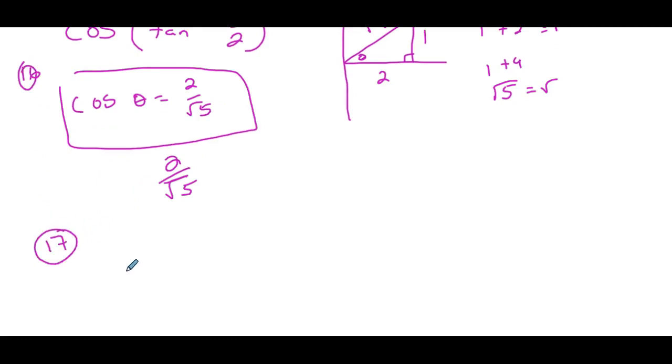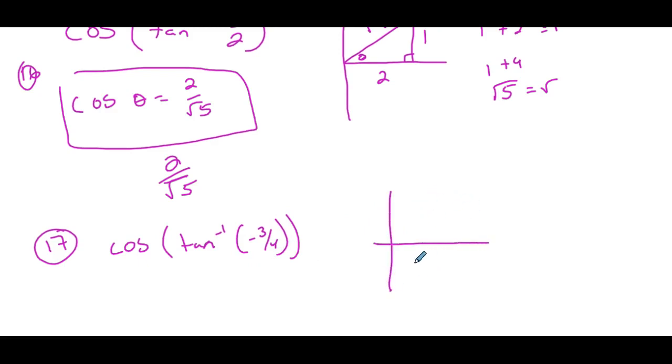We're looking at number 17, where it's cosine of arctan of -3 over 4. Alright, so again, tangent exists in the first and fourth quadrant. Since it's negative, it has to be down here. So again, this is y over x, so -3 over 4. So this is a 3, 4, 5 triangle, right? 3 squared plus 4 squared equals 5 squared. So this is 5. So again, this is theta.